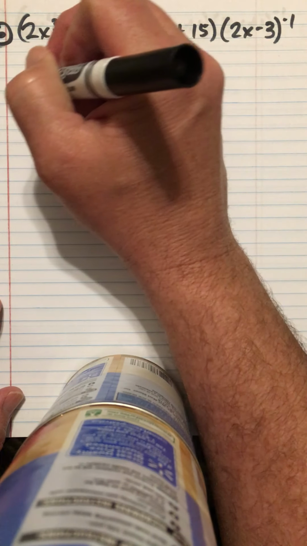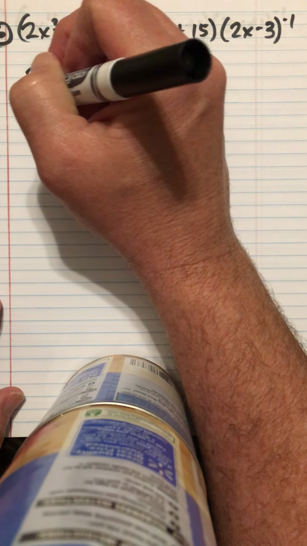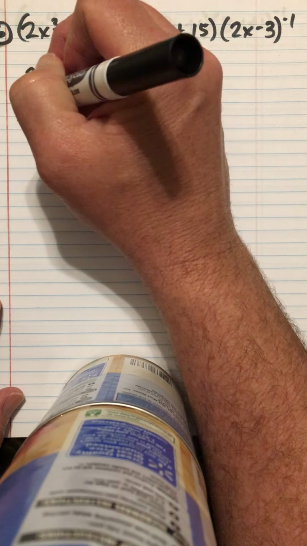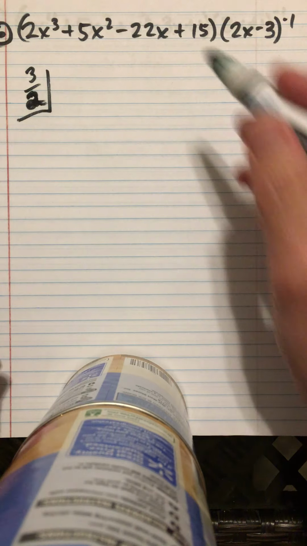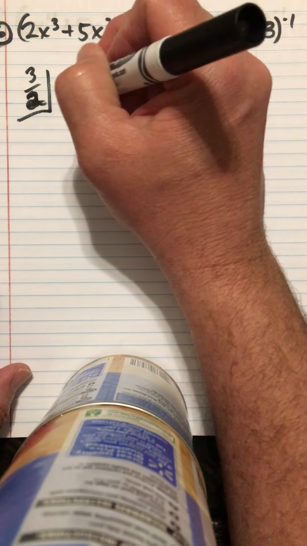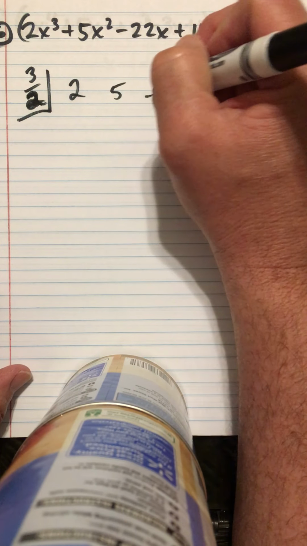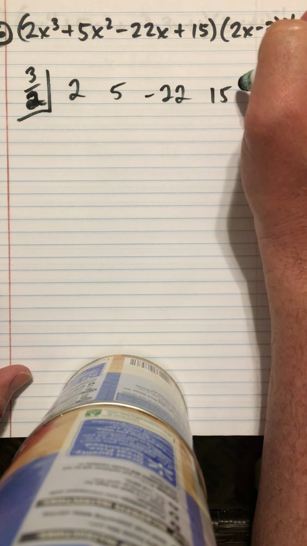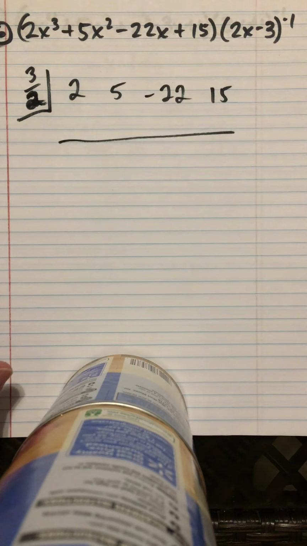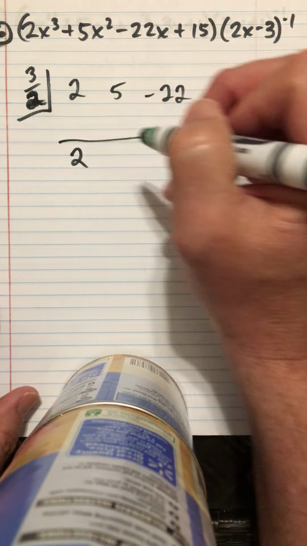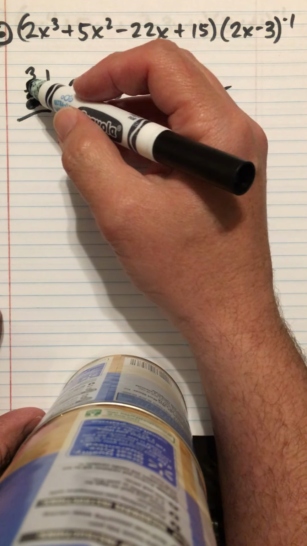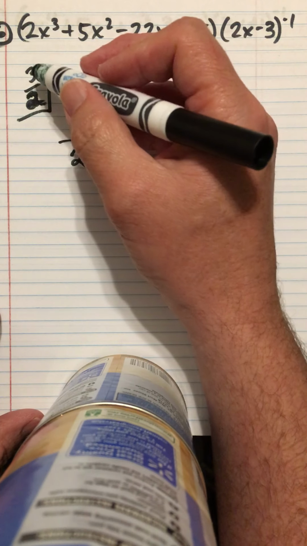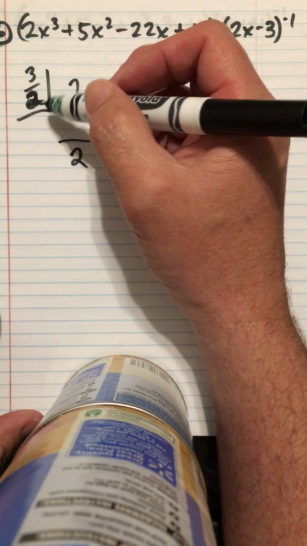The root is 3 over 2. Okay? So that's the root. Then set this up the same way where you say 2, 5, negative 22, and 15. Skip a line, draw a line. Synthetic division starts by dropping the front number and then multiply this times the box. Keep in mind, when I'm multiplying 2 times 3 halves, do the division first.